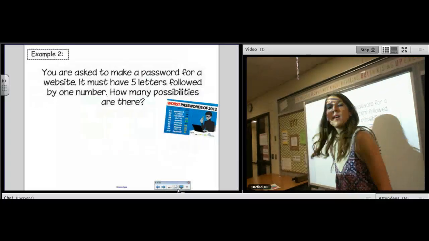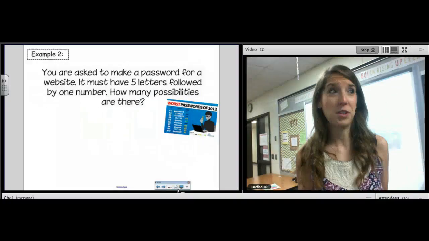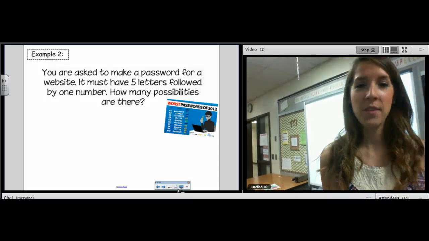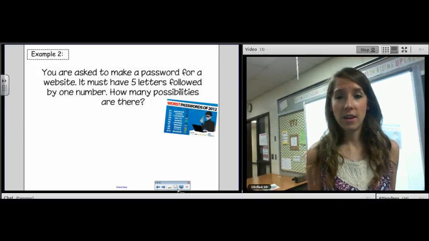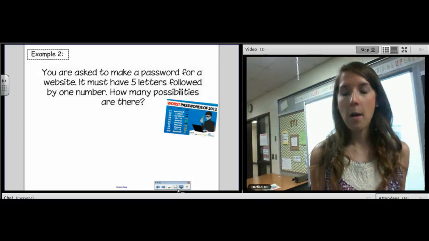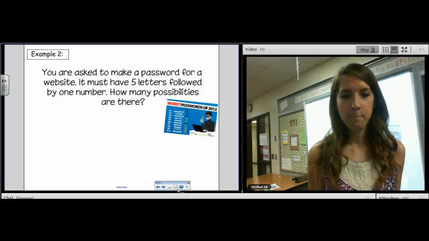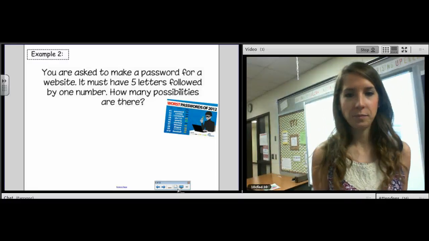Okay. You are asked to make a password, which we are asked to do on almost a daily basis, right? Every time we sign up for something. It's got to have 5 letters followed by 1 number. How many possible passwords could you make? So go ahead and think about that.